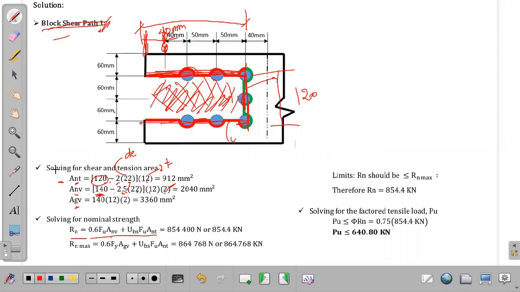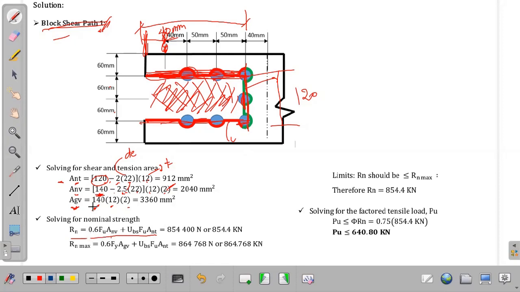Okay? And for the gross area subjected to shear. Subjected to shear, ito yan. Itong buong yan, subjected to shear. So, 140, hindi ka na magmi-minus ng area ng butas. Okay? Gross. So, 140 times 12, that is the thickness, times 2. Dito and then dito sa baba. That is equal to 3360 mm squared. Okay? So, meron na tayong value for ANT, ANV, AGV.